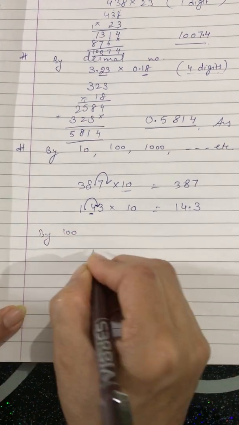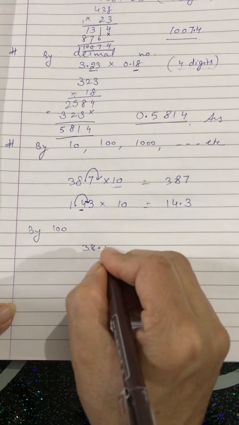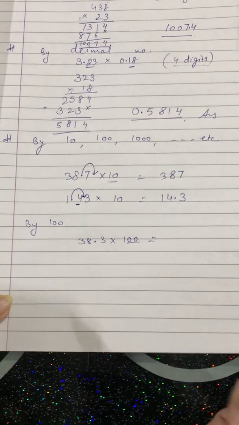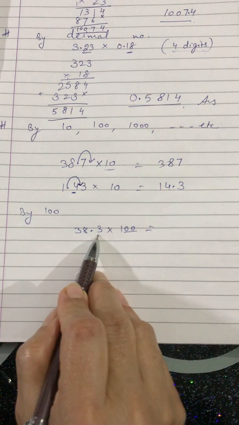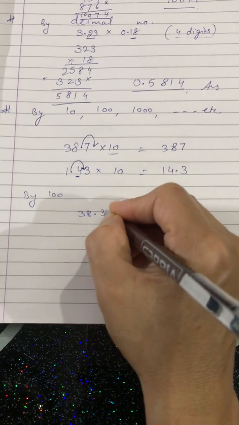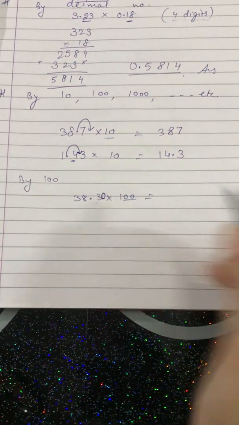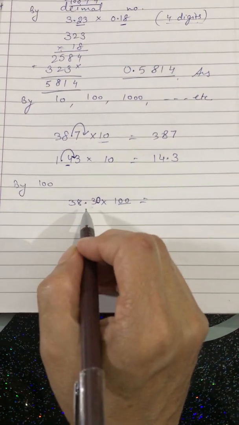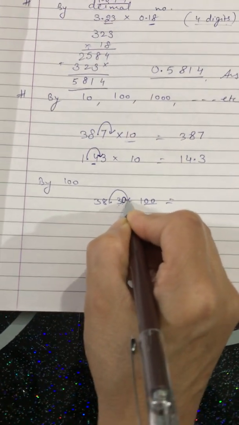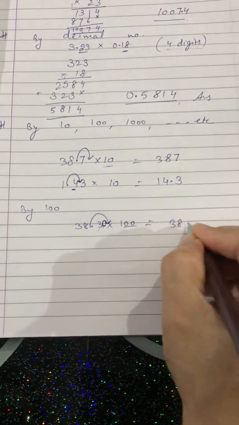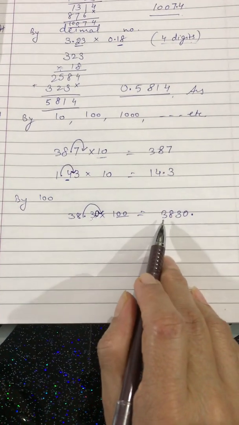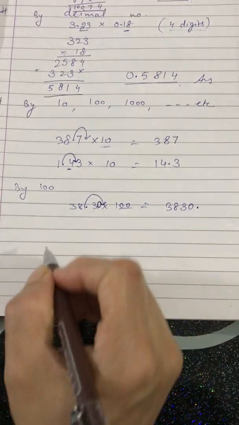Then by 100, 38.3 multiply by 100. There are 2 zeros in 100, but there is only one digit after the decimal. We will put one more zero after the decimal and now we will shift the decimal to the right side by 2 digits. This way the decimal will go in the last. It will become 3,830.